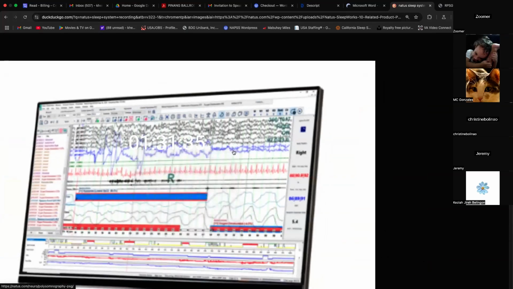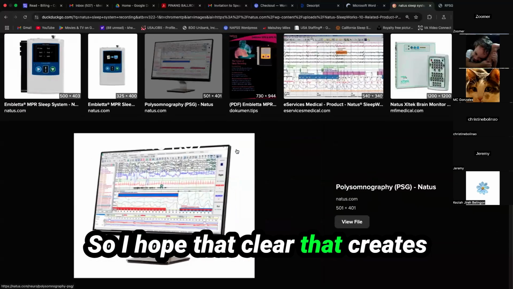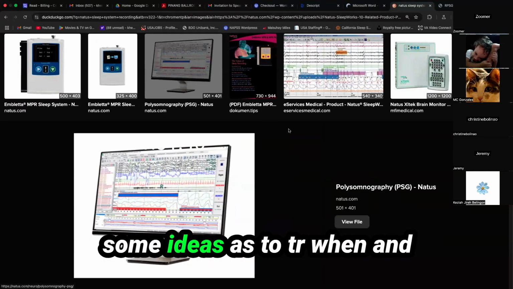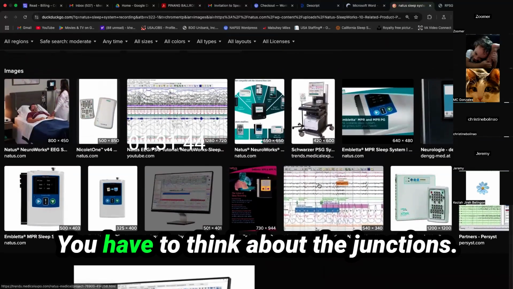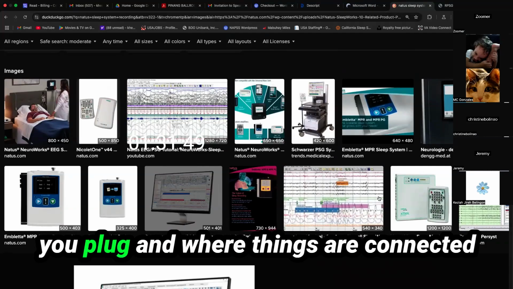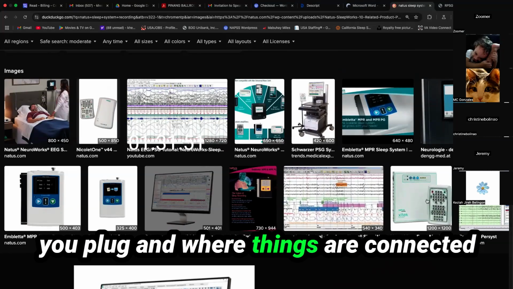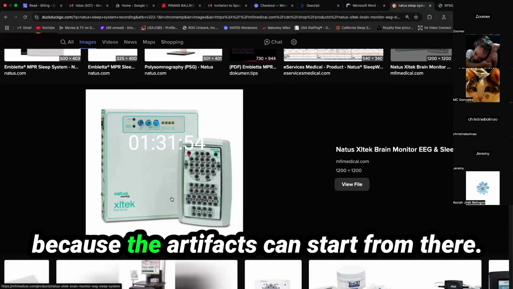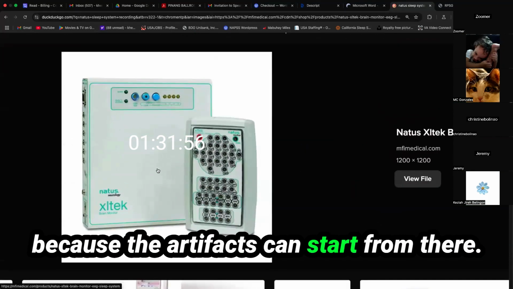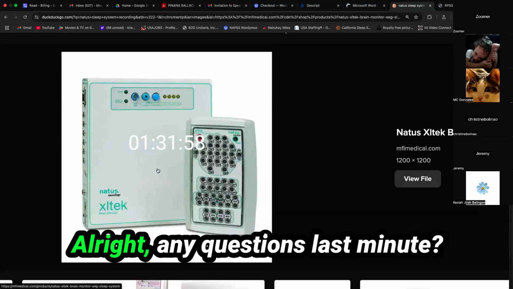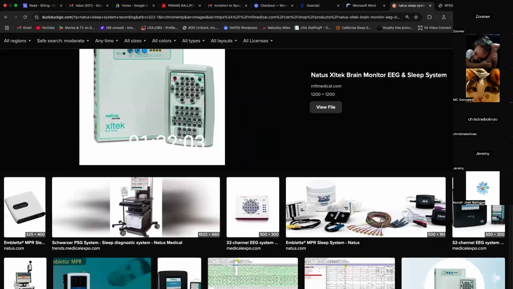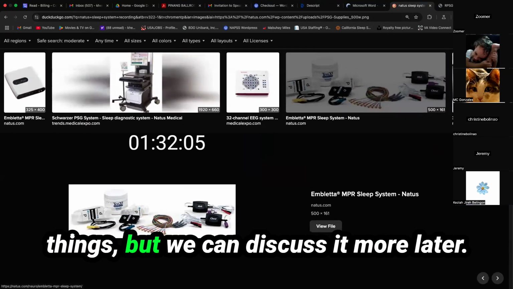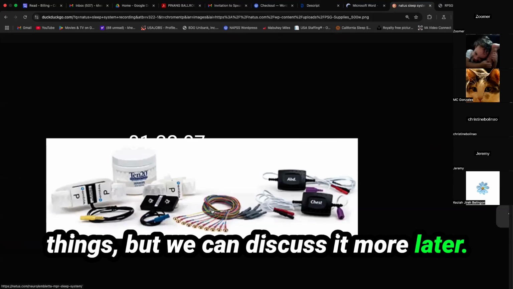Okay, so I hope that creates some ideas as to when and where you troubleshoot. You have to think about the junctions, the areas where you plug and where things are connected, because the artifacts can start from there. All right. Any questions? Last minute. I'm just showing you some of these things, but we can discuss it more later.